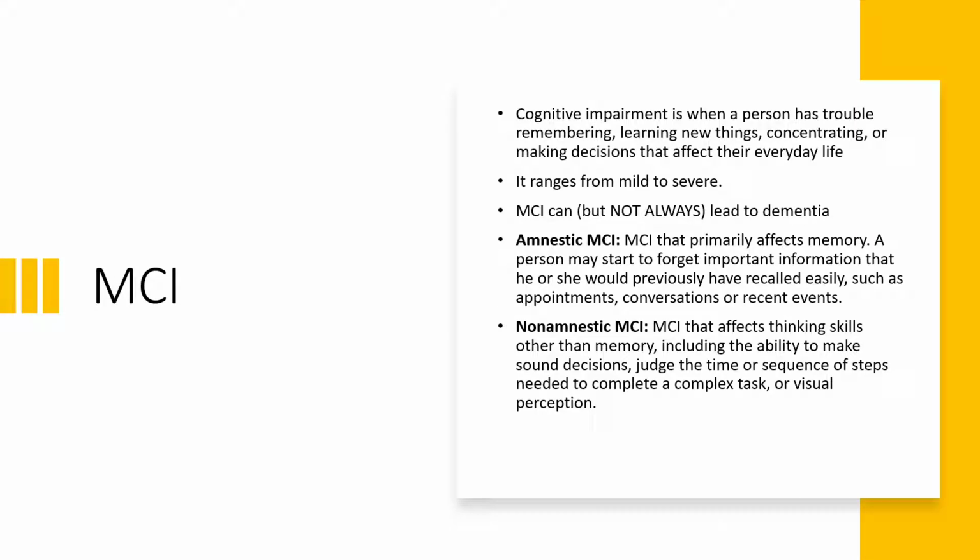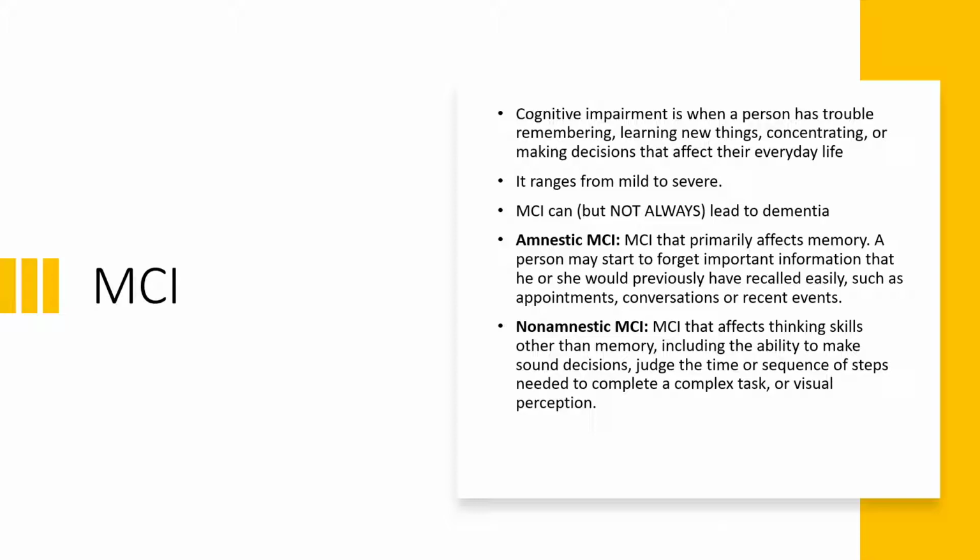The second one is MCI, which stands for mild cognitive impairment. Cognitive impairment is when a person has trouble remembering or learning new things, concentrating, or making decisions that affect their everyday life. I'm focusing on mild because severe MCI is something that this game, or any game, cannot help. Professional help is needed if somebody has severe MCI. But MCI can, but not always, lead to dementia.